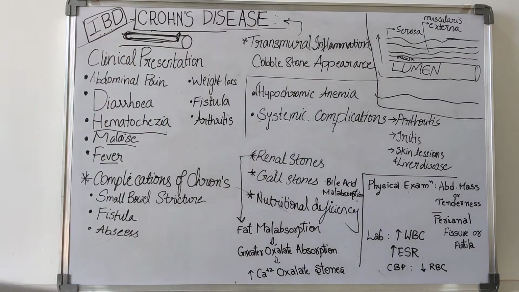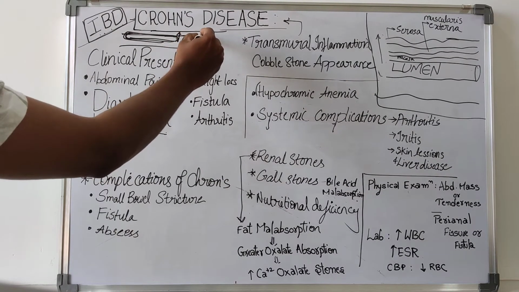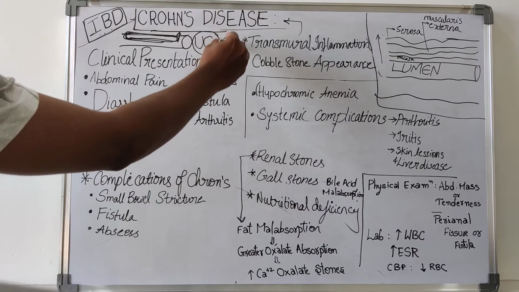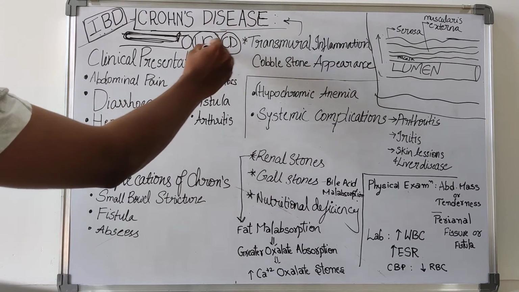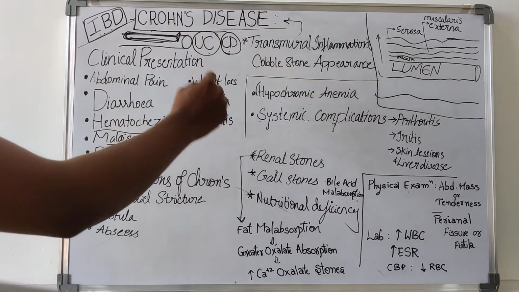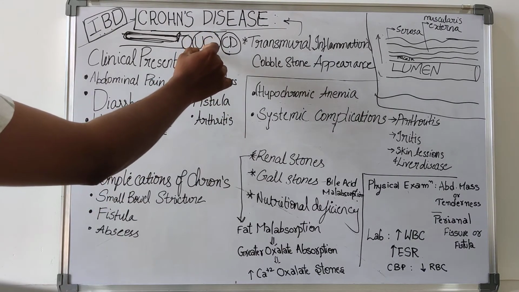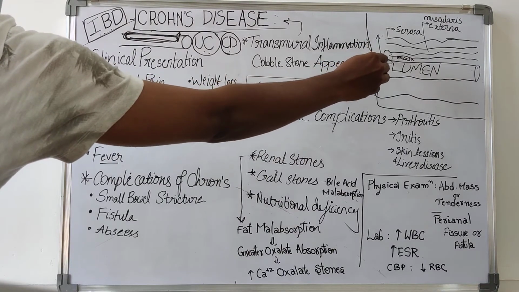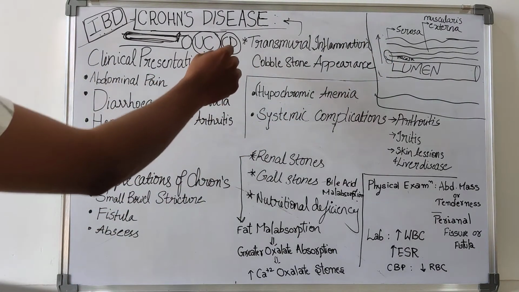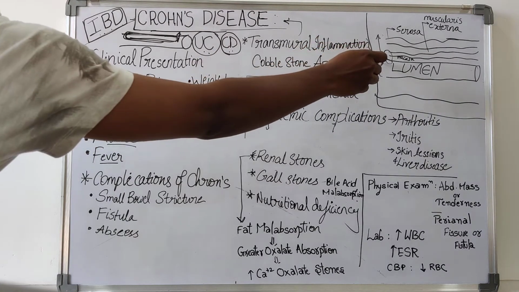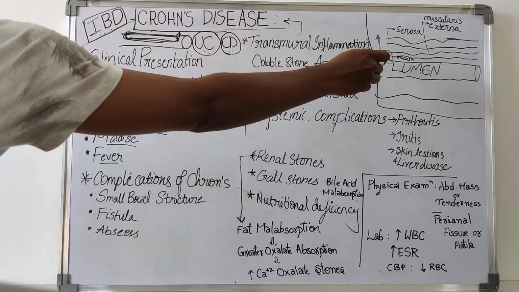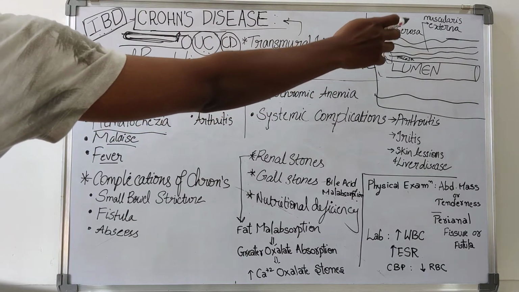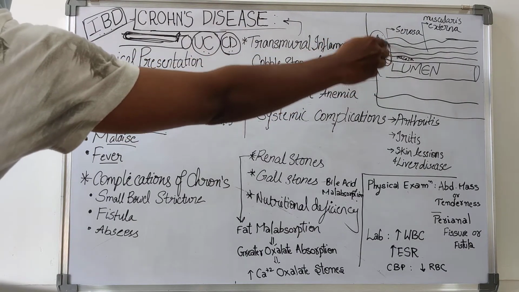Under inflammatory bowel disorder, there are two conditions. One is ulcerative colitis, and the other one is Crohn's disease. What is the main difference between ulcerative colitis and Crohn's disease? In ulcerative colitis, only the submucosal layer and mucosa will be involved, whereas in Crohn's disease, all four layers, that is, ranging from submucosa, mucosa, serosa and muscularis externa, will be involved.